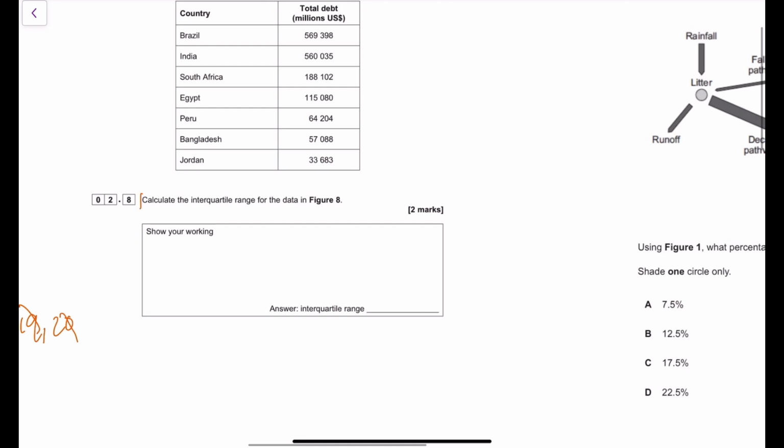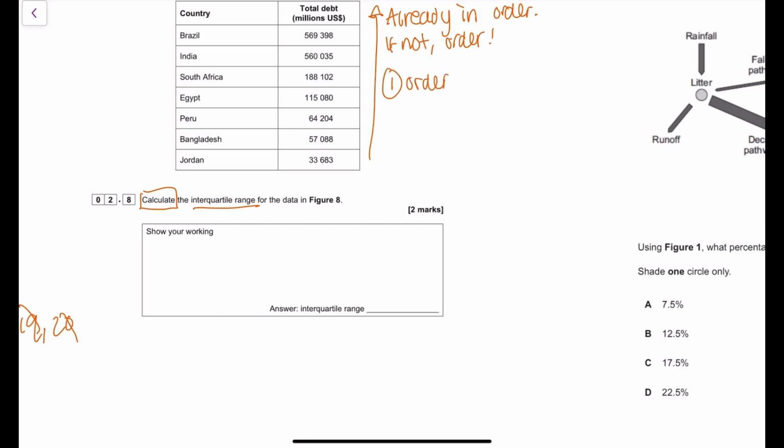Moving on to a bit more complex then is interquartile range. Now here the first step is to order your data. Now already we have this data in order, which is really handy for us. However, if it's not in order in your exam, make sure that your first step is ordering from the smallest to the largest.